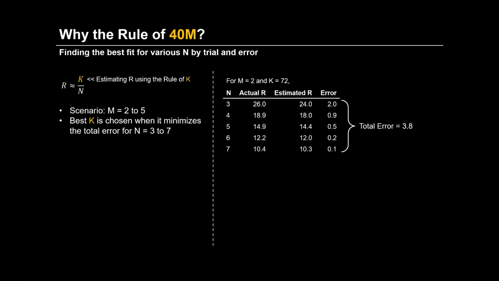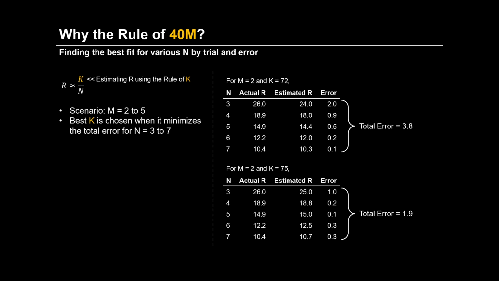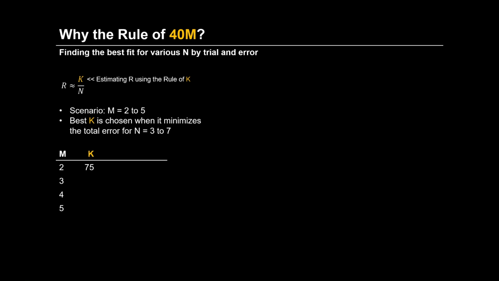And using the same process for different values of k, I'm able to find that the best value for k when m equals 2 is actually 75. 75 is the value of k that minimizes the total error. So I've put 75 as our choice of k for when m equals 2.